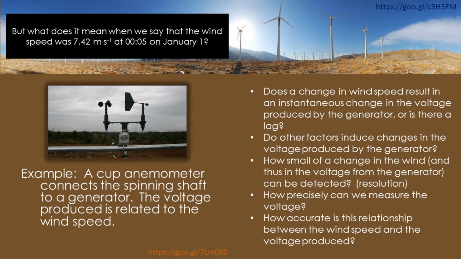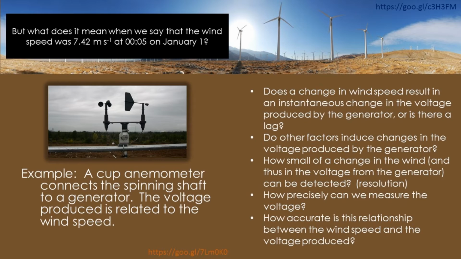Another point is, do other factors other than the wind speed produce changes in the voltage produced by the generator? For example, maybe at the same wind speed, the amount of voltage being produced depends on things like the temperature. You would have to know that from the documentation that came with your cup anemometer, and you'd have to know how to correct for that.